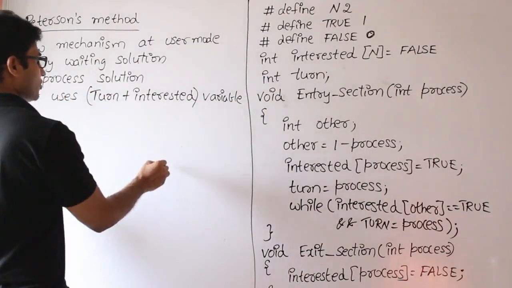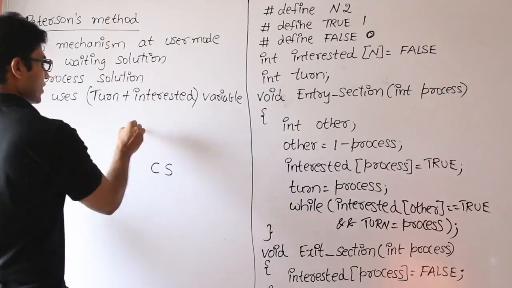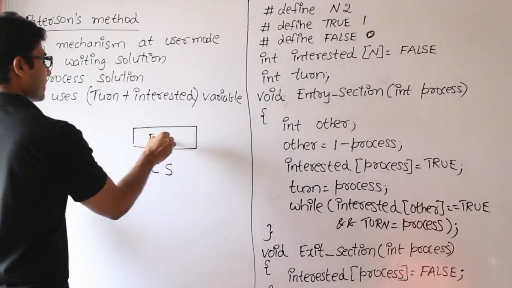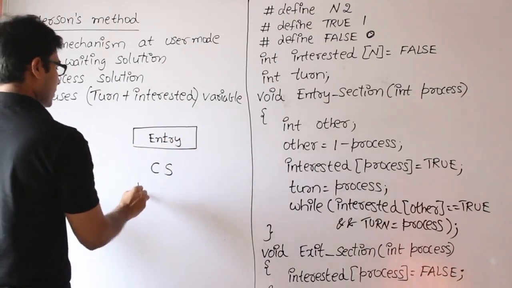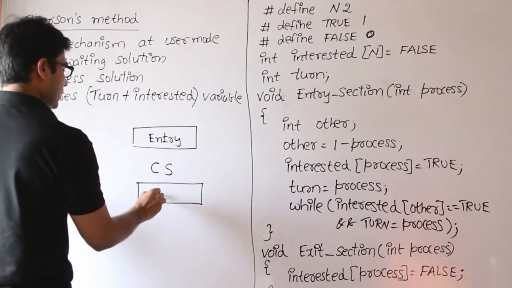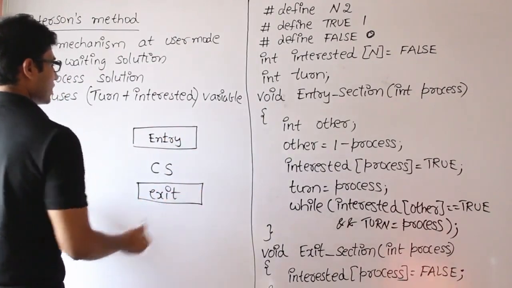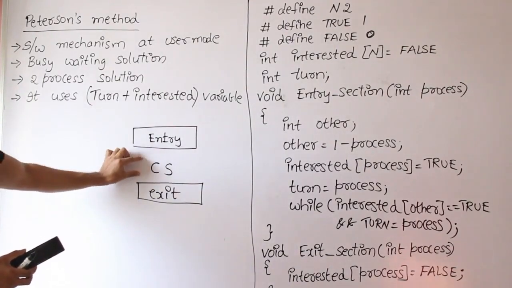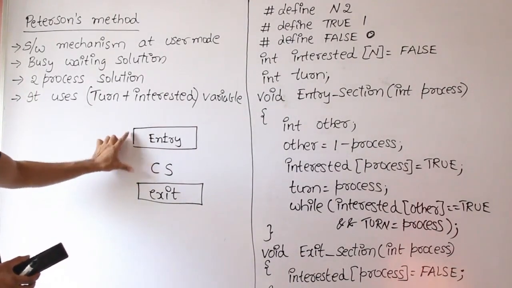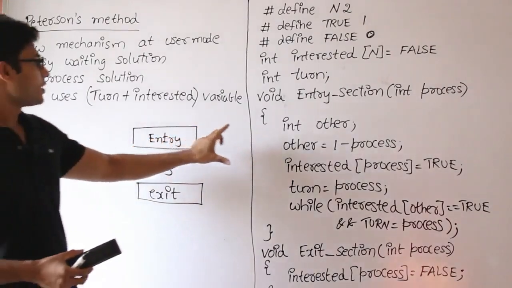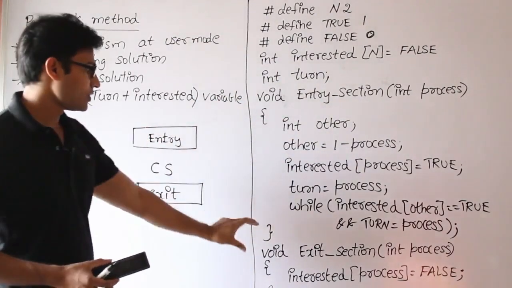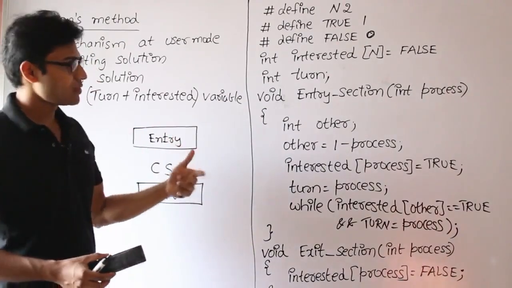So whenever you want to enter into the critical section, you have to first write the entry section, and then write the exit section, isn't it? So the entry section we write first, then enter the critical section, and then the exit section. This is the synchronization mechanism. Now in this algorithm, we are going to show what should be this entry section and what should be the exit section for each process.